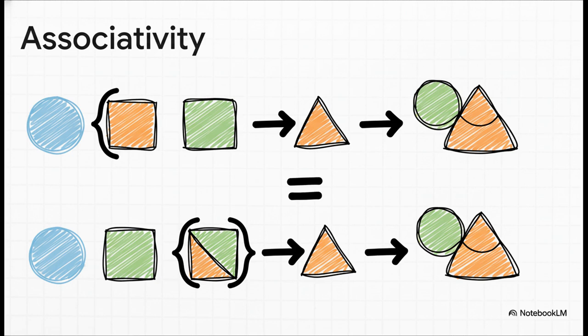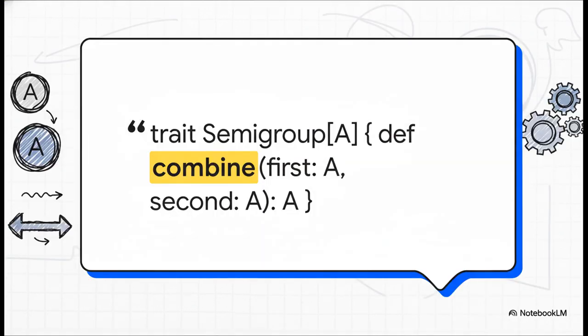When you're adding numbers, it doesn't matter if you do 1 plus 2 first or 2 plus 3 first, the result is always the same. That's associativity. It's the same deal when you're smashing strings together or merging lists. All of these are just semigroups in action. And when you look at the code for it, it's almost ridiculously simple. A semigroup is just a trait with a single method, combine. It takes two things of some type A and gives you one thing of type A back. That's it. That's the whole concept.